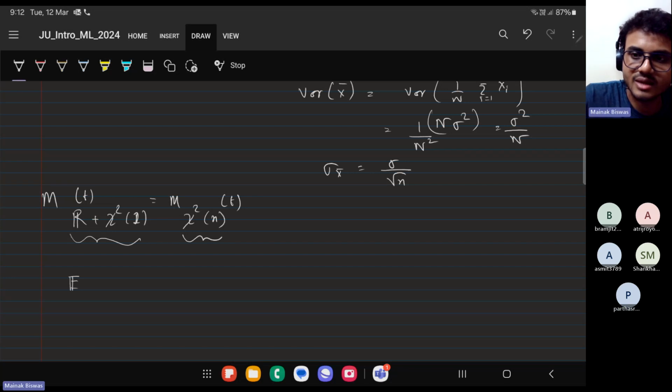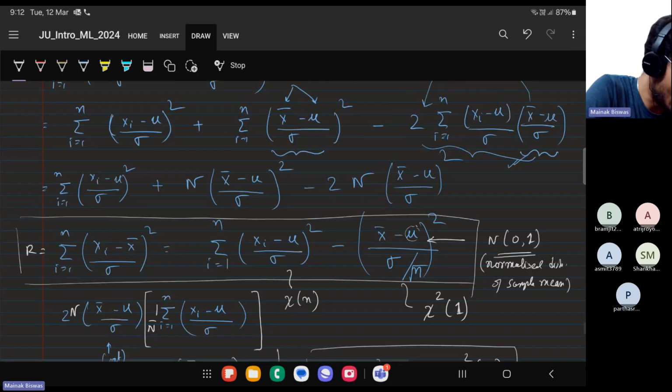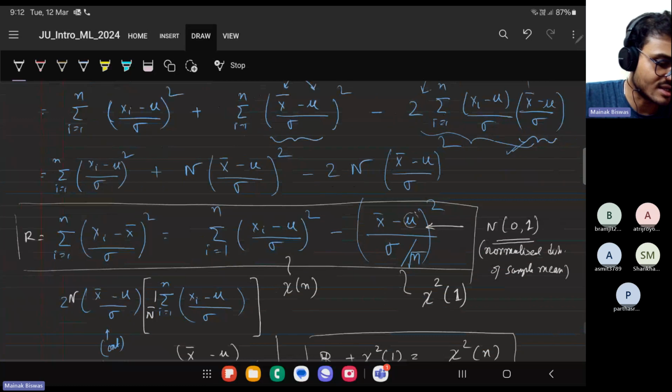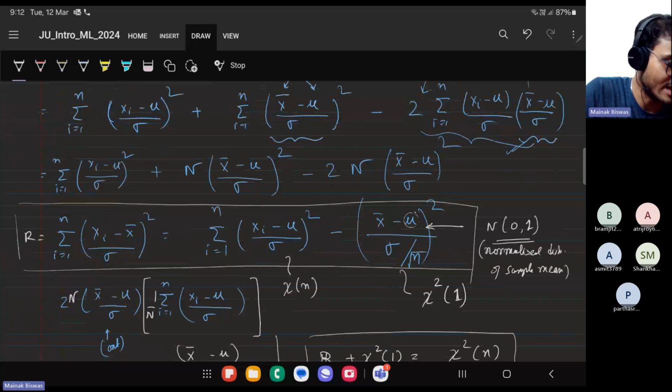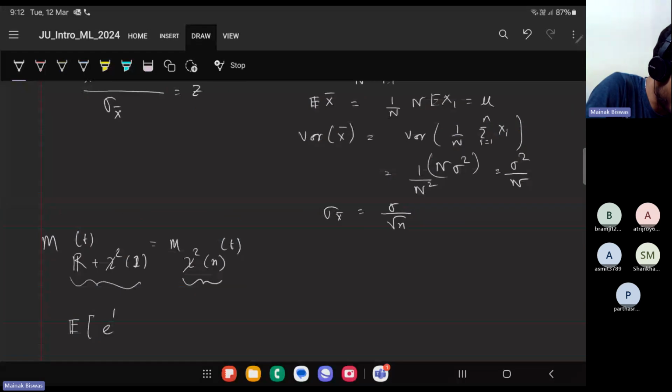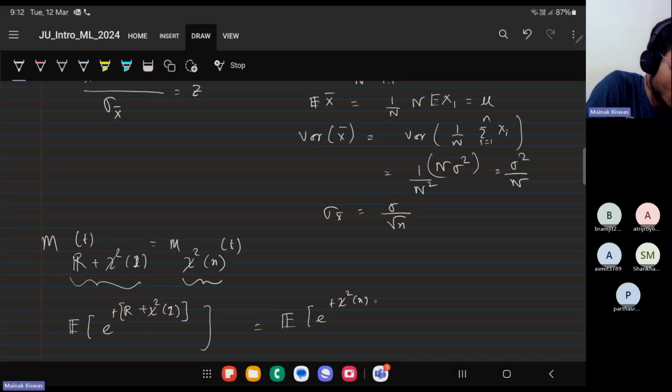They're the same. We just showed now that R is equal to chi square n minus chi square 1. Is it not true? I just took this on the left hand side. I got R plus chi square 1 is equal to chi square n. Yes, it's true. Then what will it be? The left hand side will be e to the power t R times the MGF of chi square 1. Yes or no? And the right hand side, what will it be?